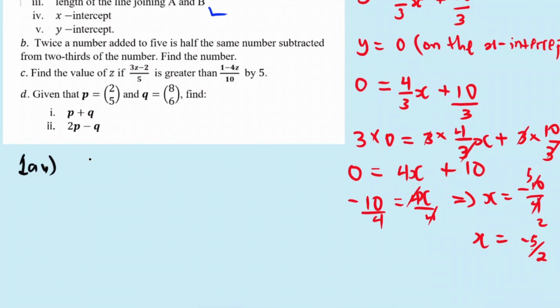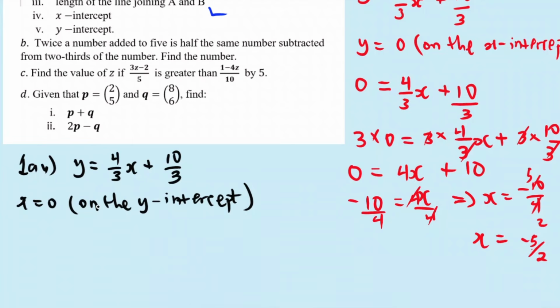Now we are still using the same equation of the line. So that's going to be y equal to 4 on 3x plus 10 on 3. So that's the equation of the line. Now we have to find the y-intercept. Remember, finding the y-intercept means x is equal to 0. So that's what I'm supposed to know. So x is equal to 0 on the y-intercept. So that means that wherever we see x, we're going to put 0.